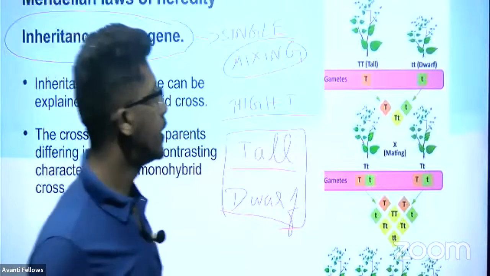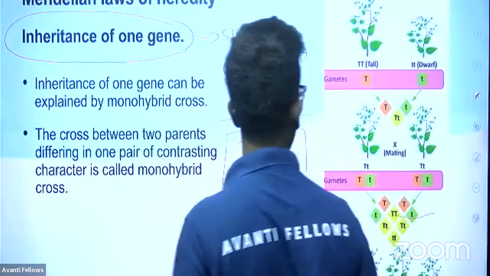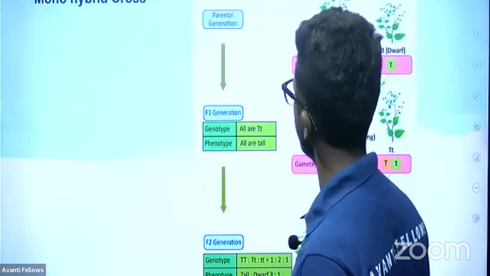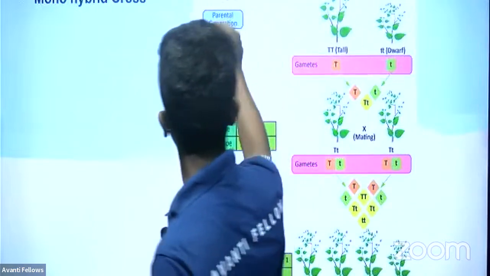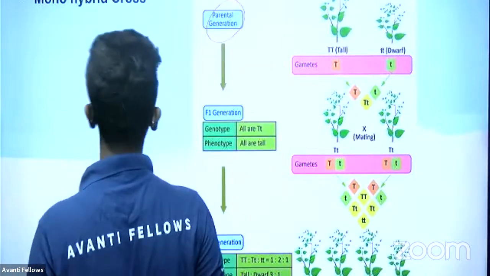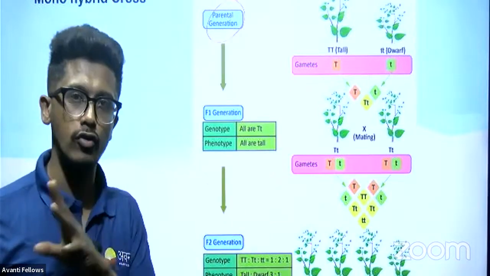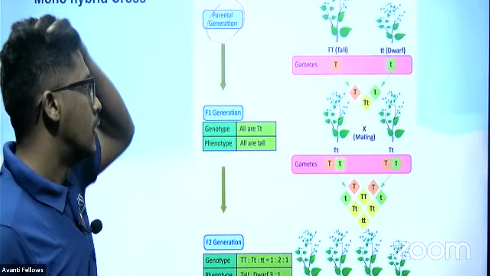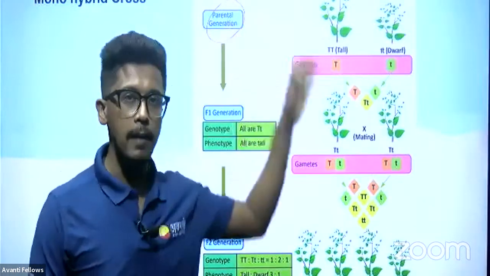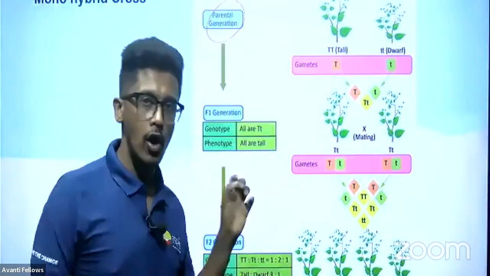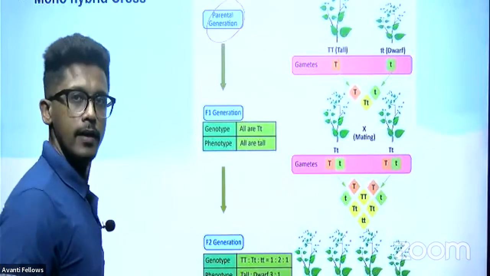So in a monohybrid cross, first I go with the parental generation. In the parental generation, I have to choose a male plant and a female plant. Either you can call it a male plant or female plant, or you can call it gametes also, it's fine.